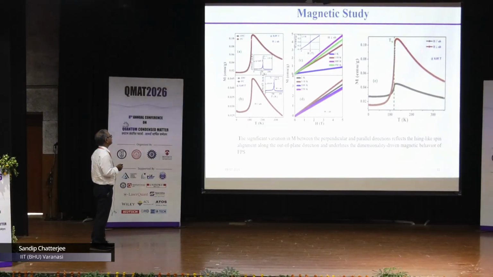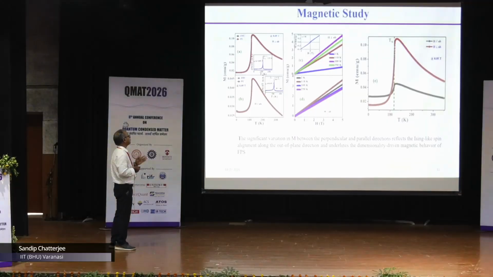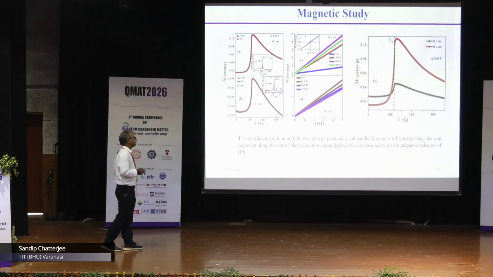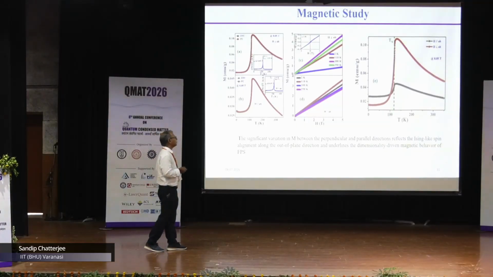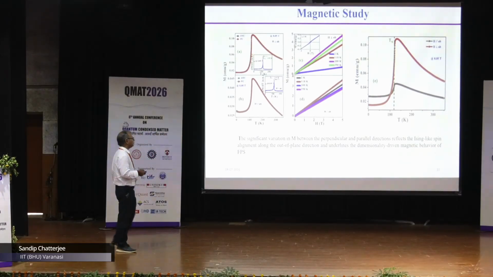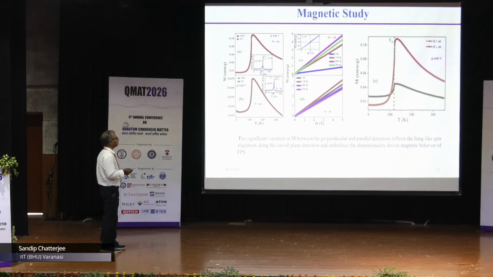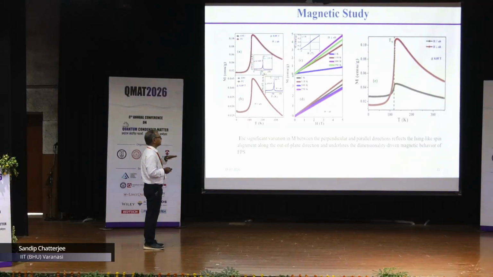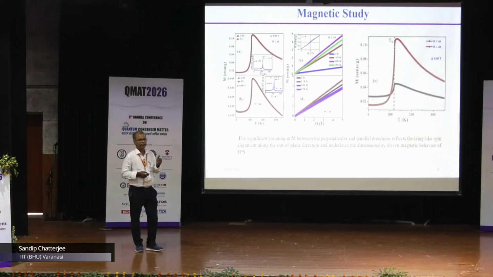And one thing is that the magnetization value perpendicular to the AB plane is larger than parallel to the AB plane. So it may suggest that the spin is oriented along the C direction. Also, in the M versus T curve, when H is perpendicular to AB, the magnetization value decreases more sharply than parallel to the AB. So that means the in-plane exchange interaction is larger than the out-of-plane exchange interaction.